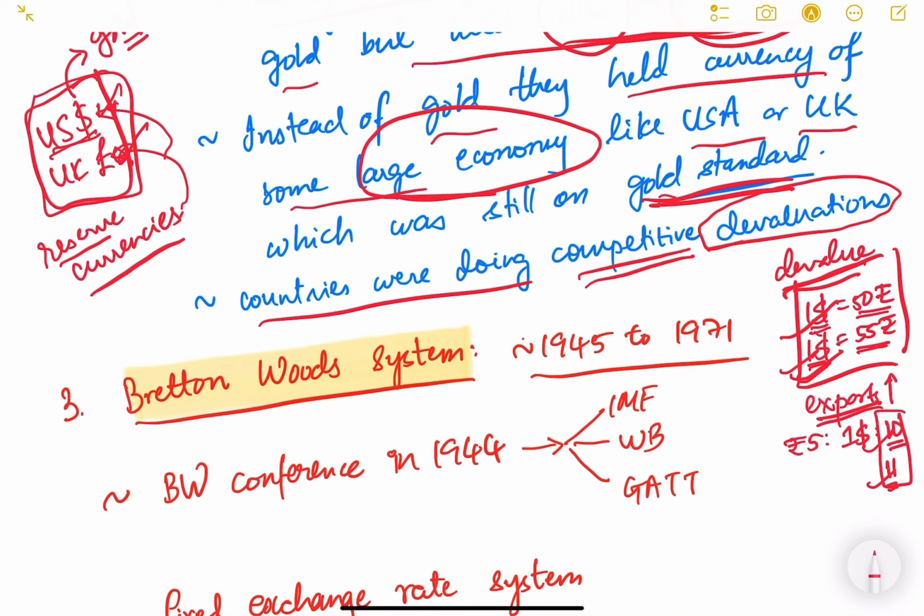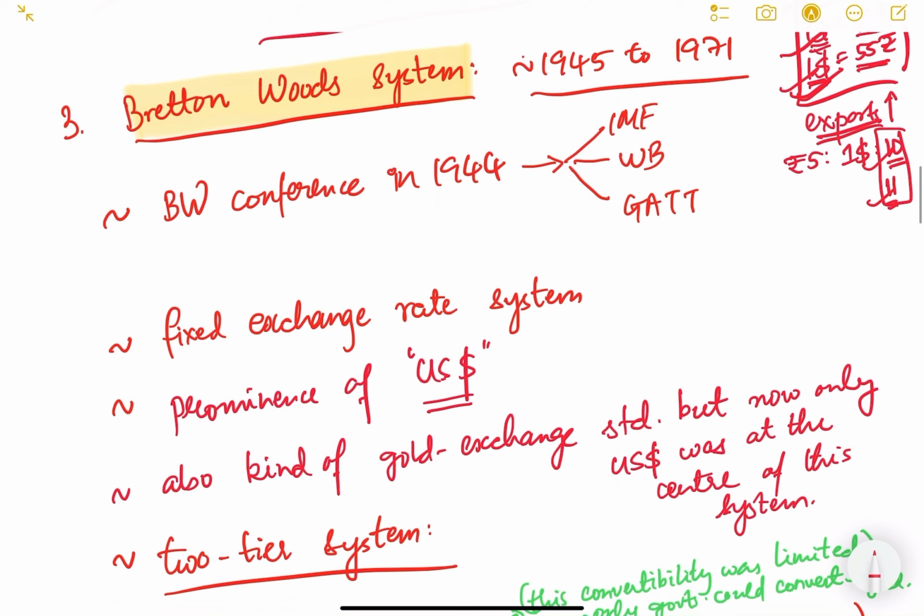During the period between these two world wars, there was a lot of economic war also going on. People just wanted to improve their economies. There was a lot of competition between European countries, American countries, and other countries like Japan, etc. That is why countries were going for competitive devaluations during this period.